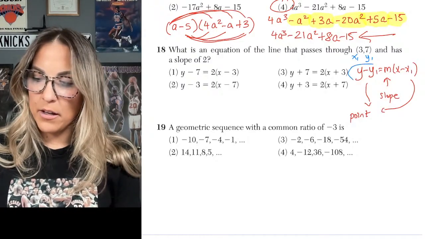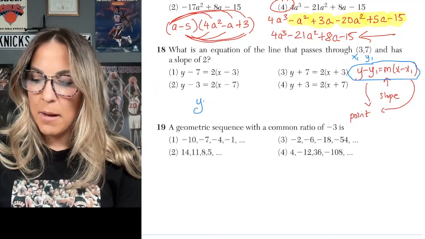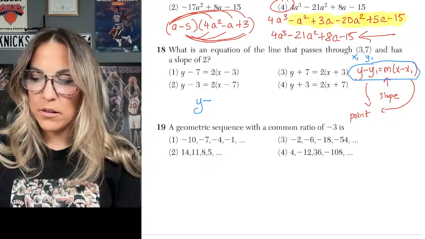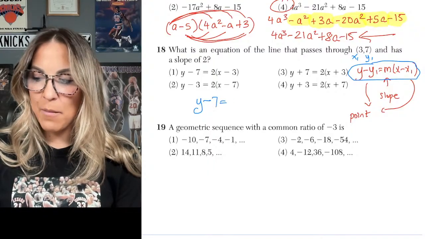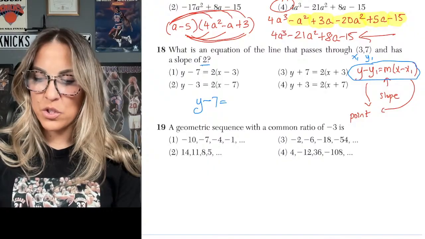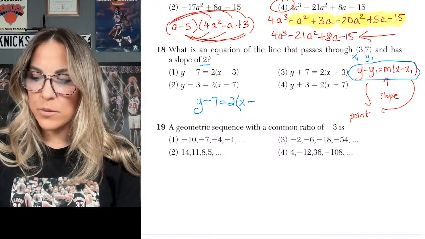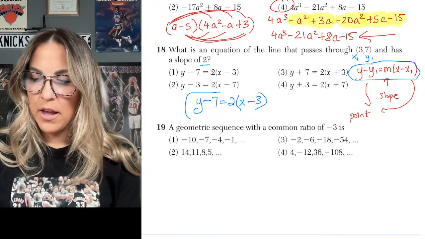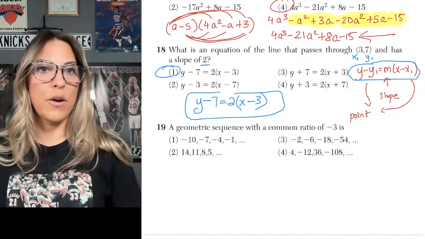So looking at my equation over here again, straight from my reference sheet, it's going to be y minus y1. Look above it. y1 is 7. So y minus 7 equals m, our slope, which we were told in the problem is 2, times x minus our x1 from the problem, which is 3. And in a couple of seconds, we are done. Number 1 is the correct answer choice here.